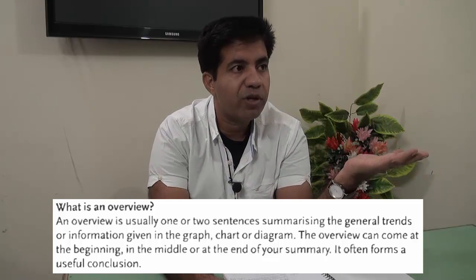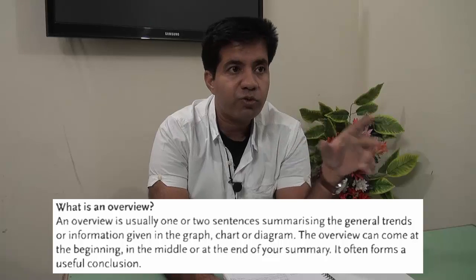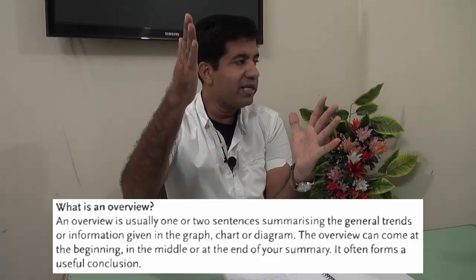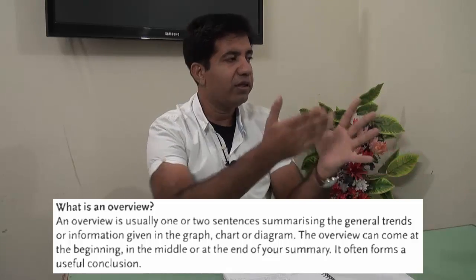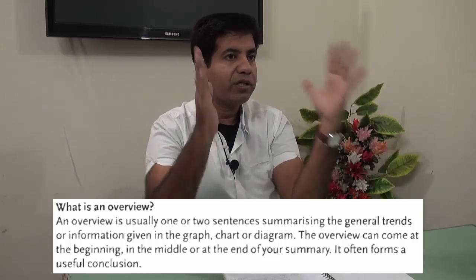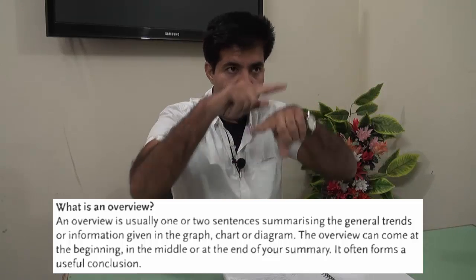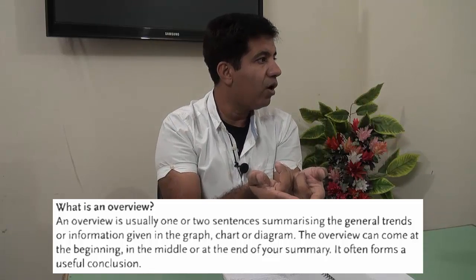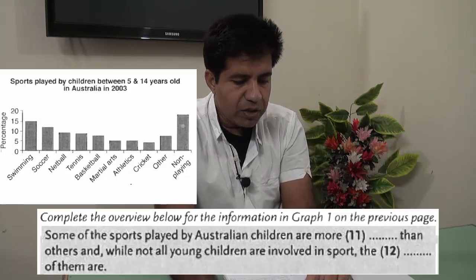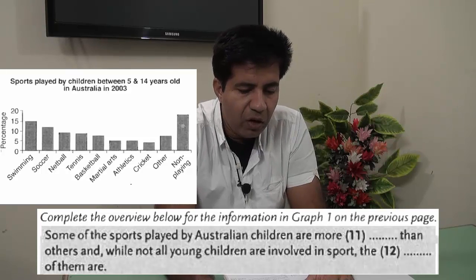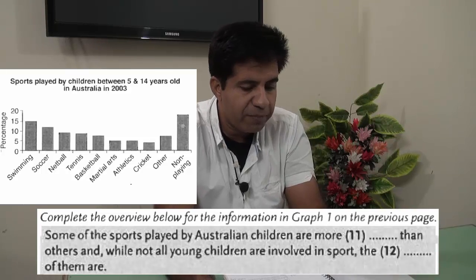In the first paragraph you can put the overview, and an overview contains 2 to 3 sentences only, where you are telling that this is the highest one and this is the lowest one, or this is increasing or this is decreasing, or this is the most popular and this is the least popular. That is what we call an overview. It means you are viewing over all the table or whatever it is. So complete the overview below for the information in graph 1 on the previous page. We got the graph on the previous page.